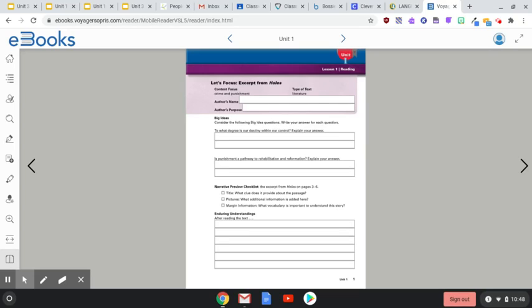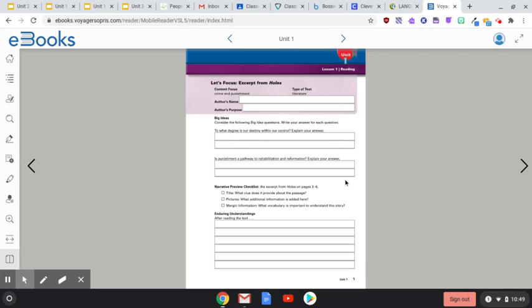Now let's look at our big idea questions. To what degree is our destiny within our control? Explain your answer. What do you think that means? So now I want you to write in your answer. Be sure to explain your reasons why.